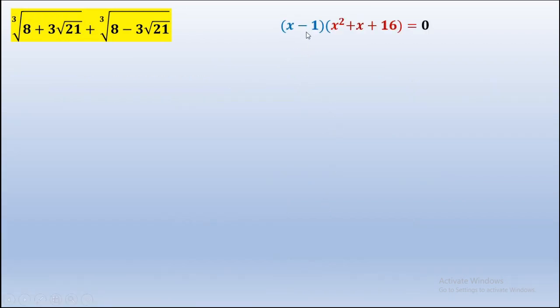Now the factorization that we derived is x minus 1 and the remaining terms x square plus x plus 16 equal to 0. This x minus 1 means that x equal to 1 is a real root of this equation. This is one of the real roots. But what about this part, x square plus x plus 16 equal to 0?